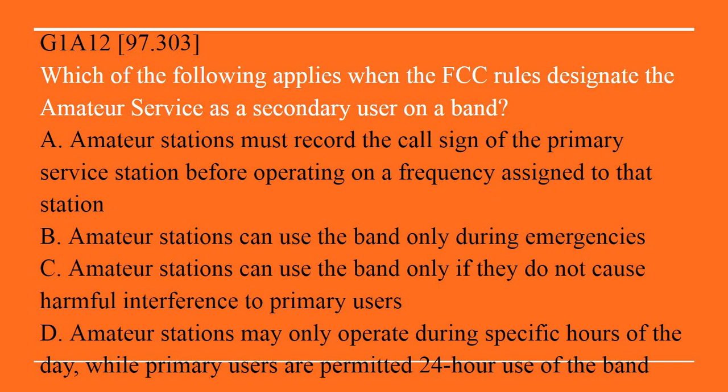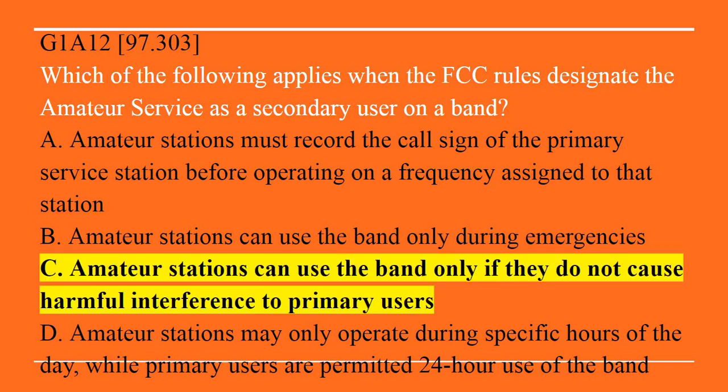G1A12. Which of the following applies when the FCC rules designate the amateur service as a secondary user on a band? A. Amateur stations must record the call sign of the primary service station before operating on a frequency assigned to that station. B. Amateur stations can use the band only during emergencies. C. Amateur stations can use the band only if they do not cause harmful interference to primary users. Or D. Amateur stations may only operate during specific hours of the day, while primary users are permitted 24-hour use of the band. Correct answer is C. Amateur stations can use the band only if they do not cause harmful interference to primary users.